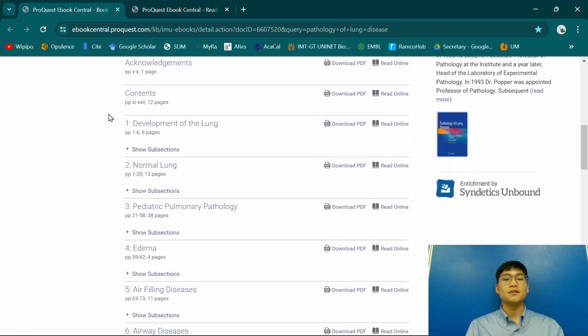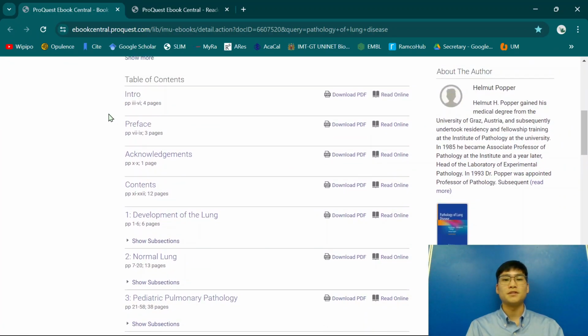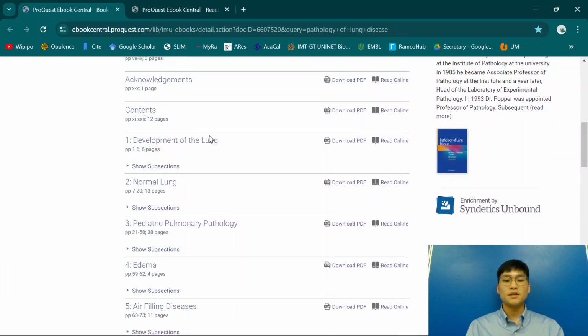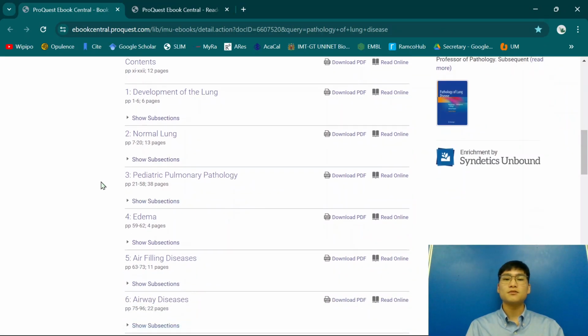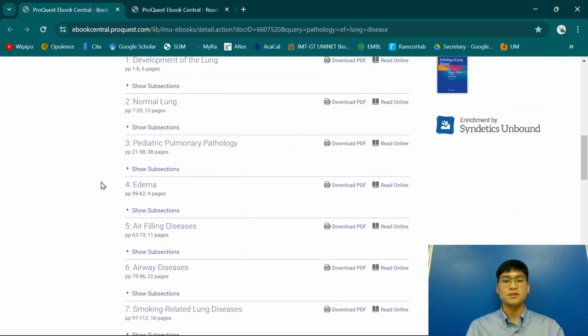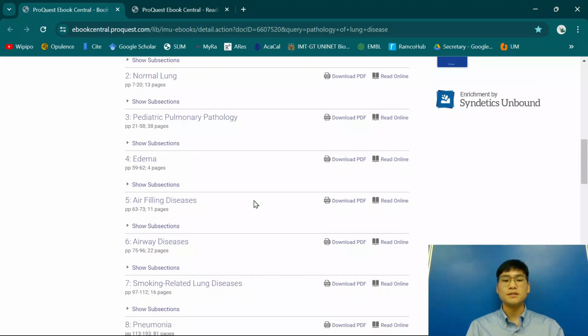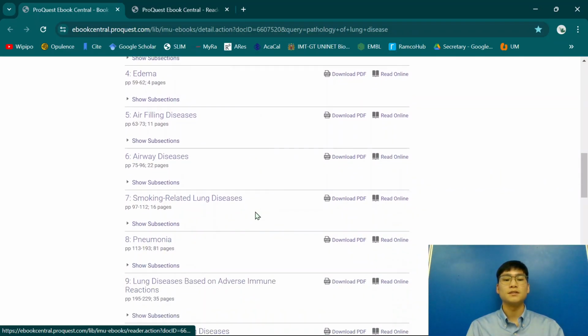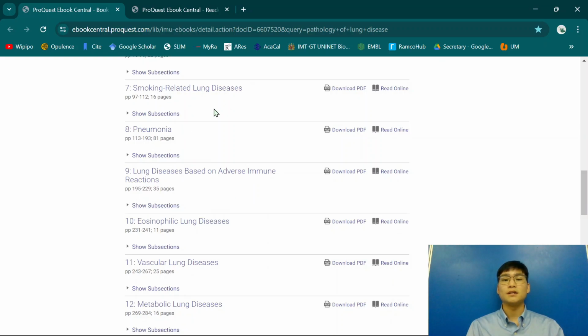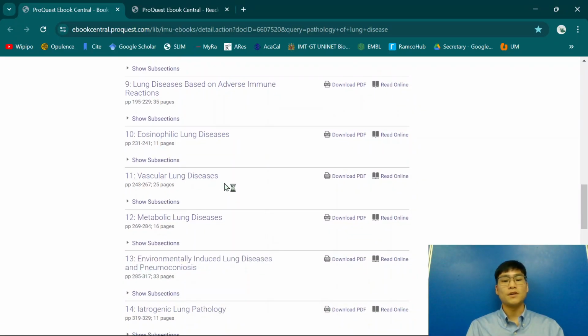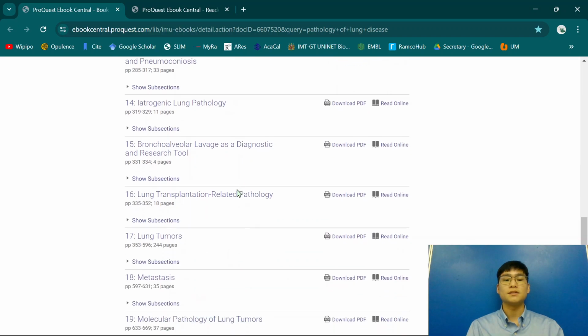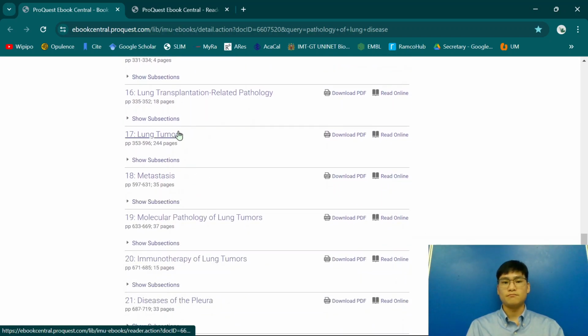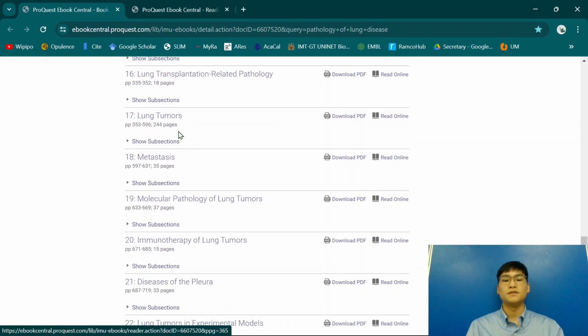The content of it revolves around the pathology of the respiratory tract, the lungs, as well as the pleural cavity. We'll begin with what a normal lung is. It touches also on pediatric as well as adult lungs and pathological observations. And the common diseases will be discussed, such as edema, air-filling diseases, even smoking-related lung diseases, vascular lung diseases, metabolic lung diseases. It will also touch on malignant as well as non-malignant diseases of the lung.